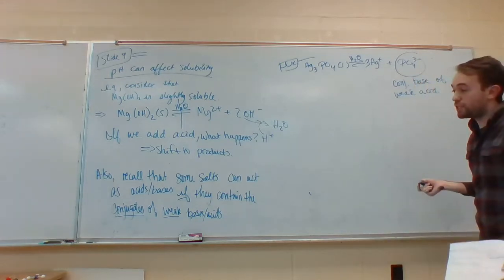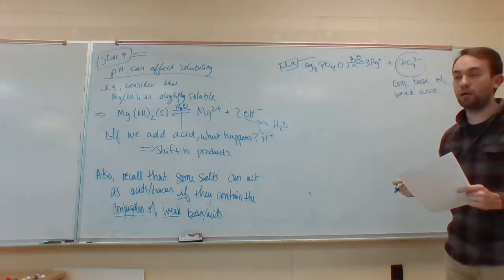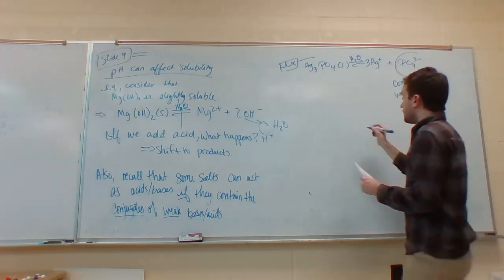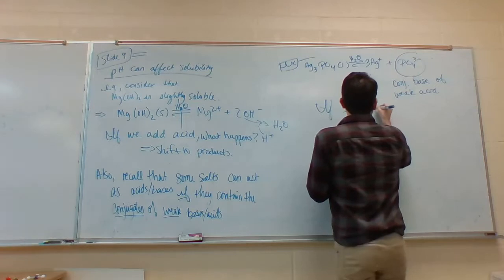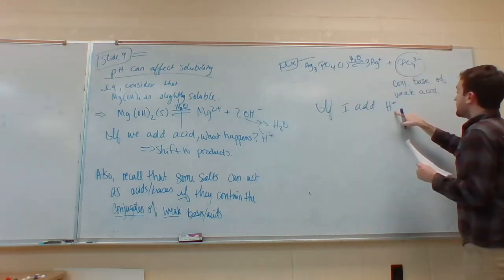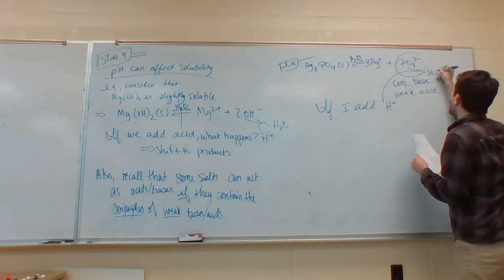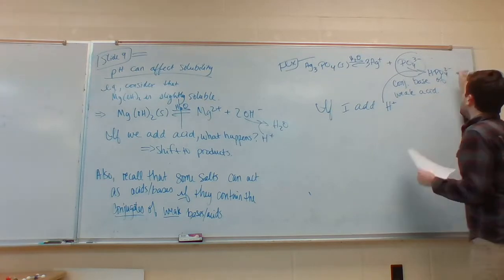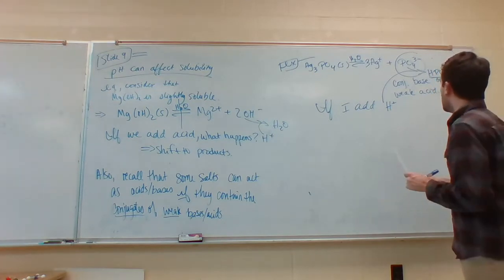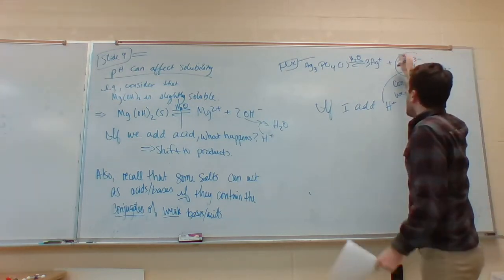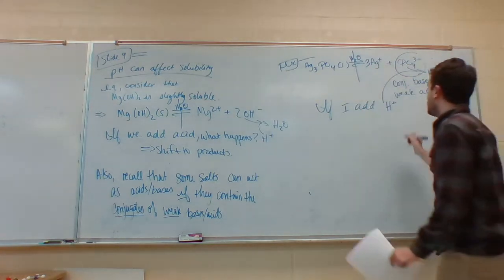Now, if it's a conjugate base of a weak acid, remember that weak acid wants to keep those protons. So if I add acid, what's going to happen? It's going to react with the phosphate to form HPO4 2-, because that is a weak acid, so it's not going to want to give up its protons. So if I add an acid to this system, it will shift to the right.